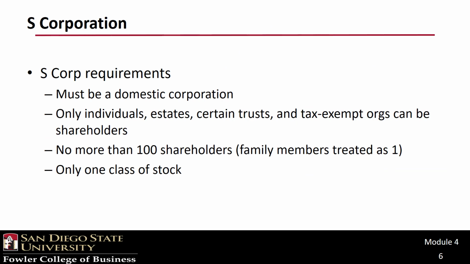S corporations have some restrictions on owners. For example, only a domestic corporation can make an S election. The corporation must have 100 or fewer owners, and owners are restricted to individuals, estates, certain trusts, and nonprofits. Thus, a corporation cannot be an S corporation owner. And S corporations may only issue one class of stock.